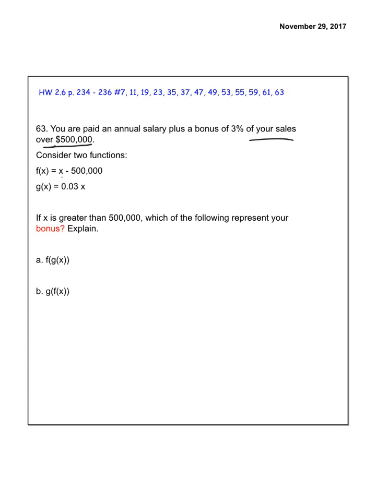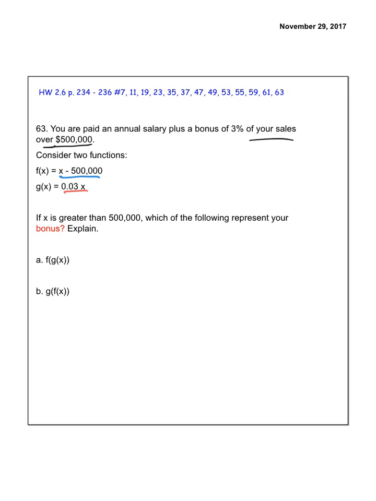F of x is x minus $500,000, and g of x is 0.03x. And we're asked to consider whether f of g of x or g of f of x represents our bonus. So the bonus is 3% of sales over $500,000. So we need to remember that.